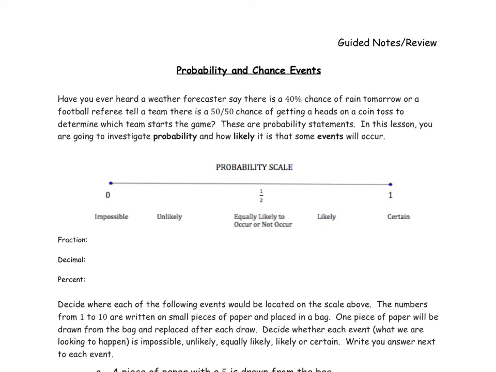So let's look at our probability scale. When we talk about probability, if there's 0 chance it's going to happen, that's impossible. If it's certain it's going to happen, then we give that a value of 1. And all the probabilities in between are between 0 and 1. So there's unlikely, that means less than half. Equally likely to occur or not to occur means it could go either way. 50-50 is another way to say it. And likely would be an event that's greater than 1/2.